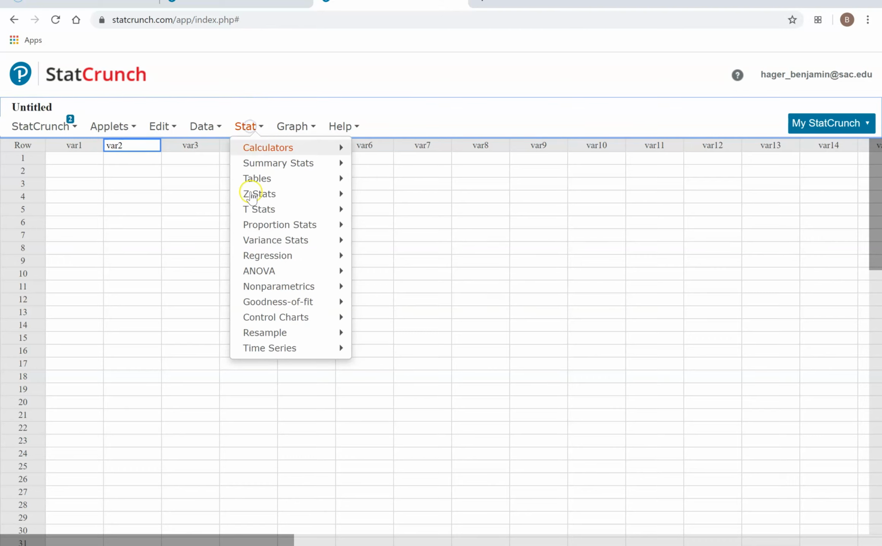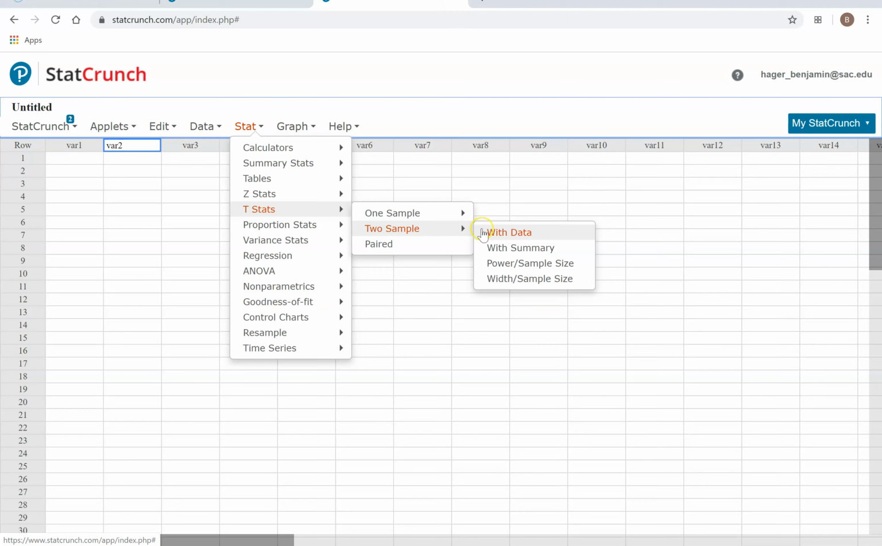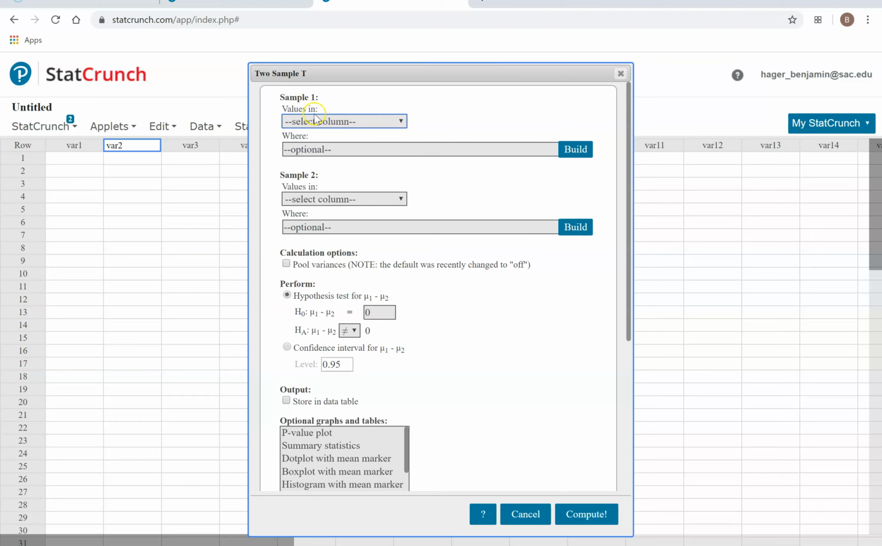When I go to t-stats, 2 samples, this time I would click data because I would have all this data loaded up. It would ask, which column is sample 1 in? I would tell it either variable 1 or variable 2. Then I would tell it where to look for the next set of data, and I would do my test right here. It's even easier to set up than with a summary because you just need to tell it which column to look at. This column gives you your first set of data, this column gives you your second set of data, if you had data loaded up here.